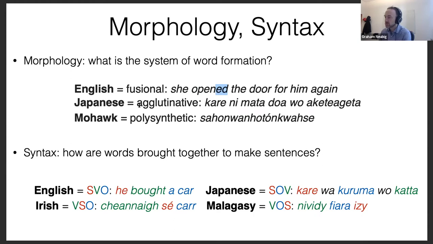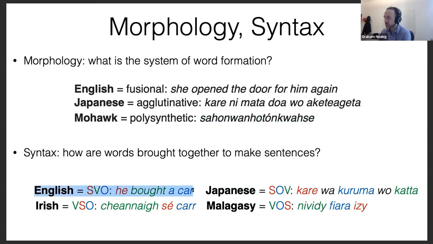If we look at Japanese, which is an agglutinative language that has more morphology, here we have akite ageta, which means open the door for him, basically. And so all of this is expressed in a single word. And then we have a polysynthetic language, which basically means very, very rich morphology. In Mohawk, she opened the door for him again is one word, basically. So all of this is expressed in the suffixes that you add into the language. And there are interesting interactions between morphology and syntax also. Morphologically rich languages tend to have certain syntax and vice versa.